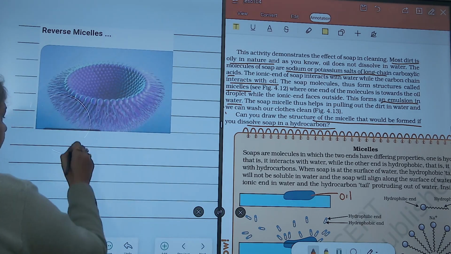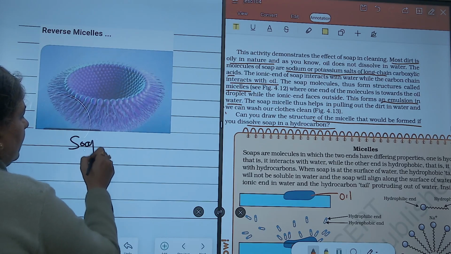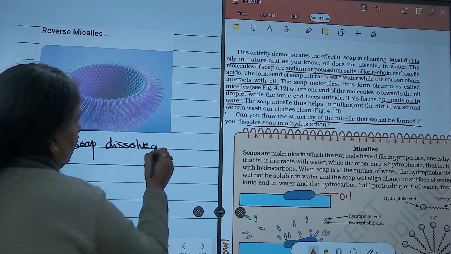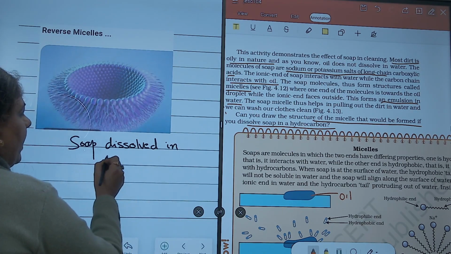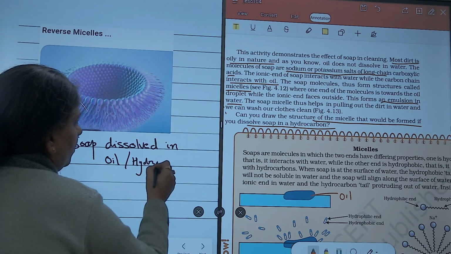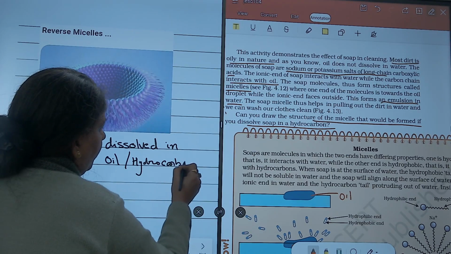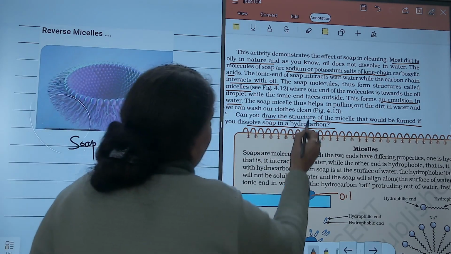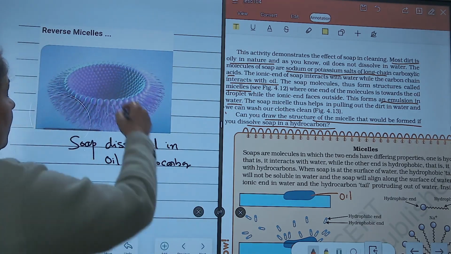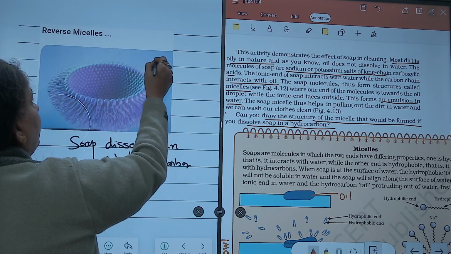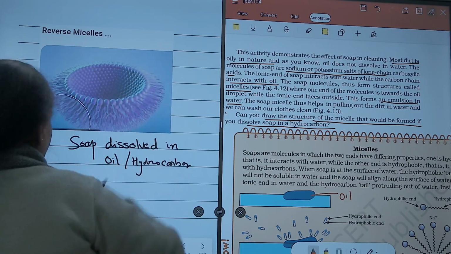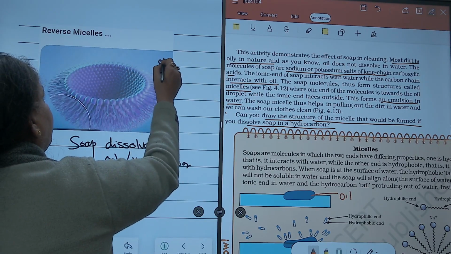So I'll write it here. Soap dissolved in oil or hydrocarbon. So the question is asked, can you draw the structure? Yes, the structure will be just the reverse. Now the soap molecules are surrounded by oil or hydrocarbon. Let's write it oil here for simplicity's sake.